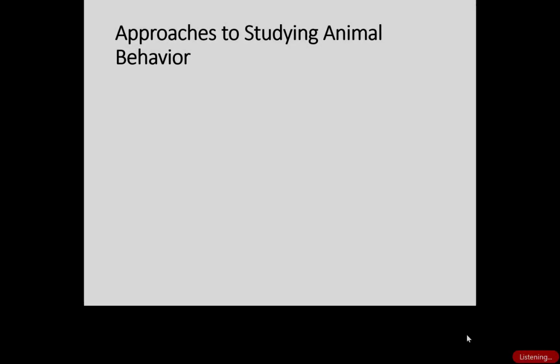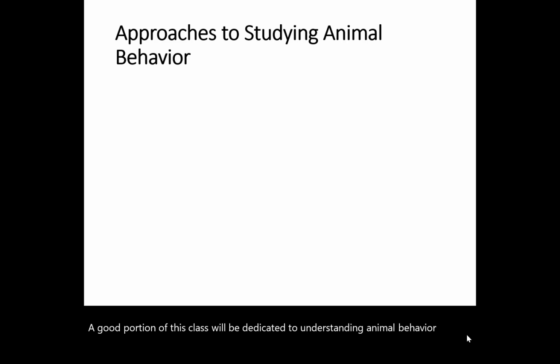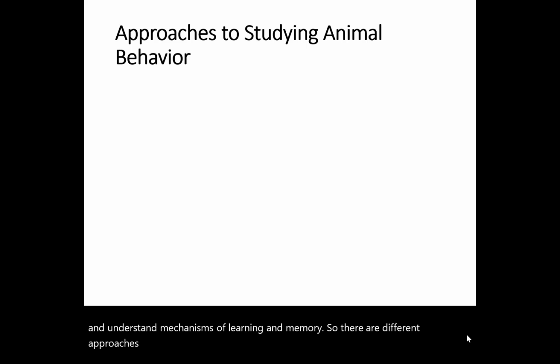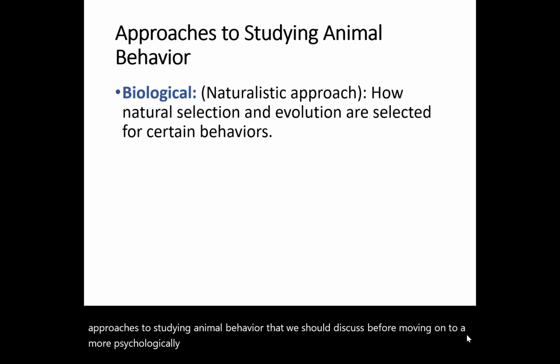A good portion of this class will be dedicated to understanding animal behavior, animal intelligence, animal cognition, but also how animals are used in laboratories to study and understand mechanisms of learning and memory. So there are different approaches to studying animal behavior that we should discuss before moving on to a more psychologically focused approach.